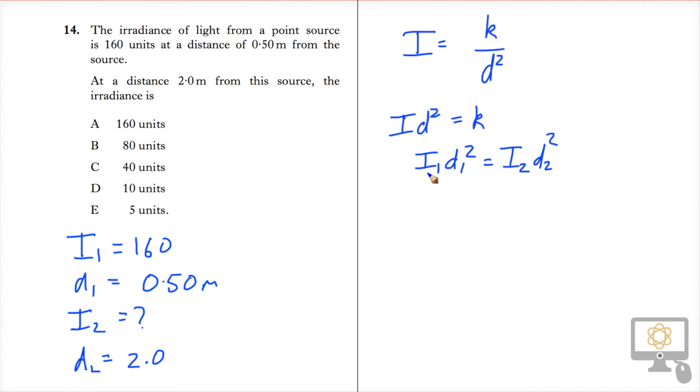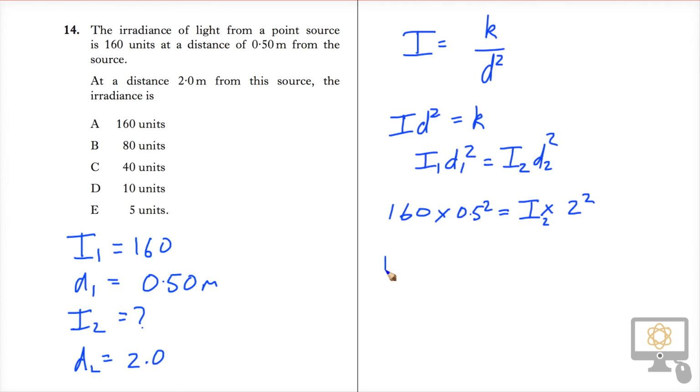and D1 represent the irradiance at distance 1, I2 and D2 represent the irradiance at distance 2, and that's what we have most of, apart from I2, so we need to try and find I2. We can do that with this formula, so we'll plug the numbers in. 160 times D1 squared, so that's 0.5 squared, is equal to I2 times D2 squared, that is, times 2 squared.